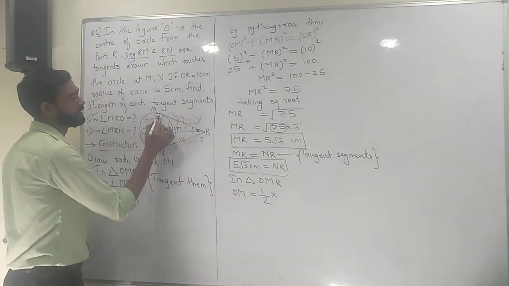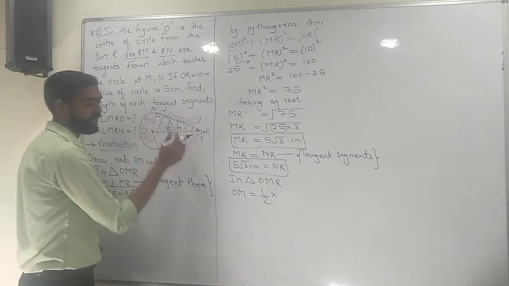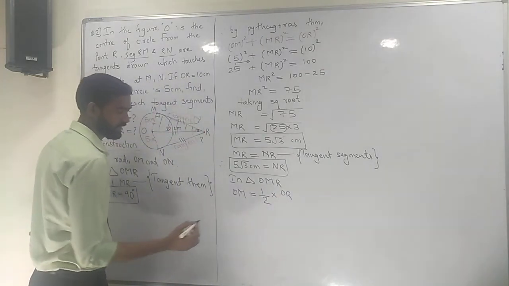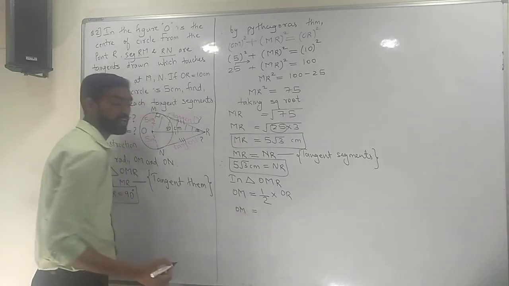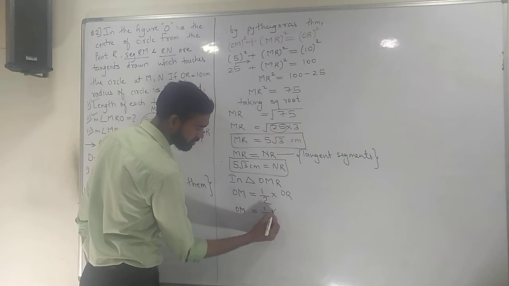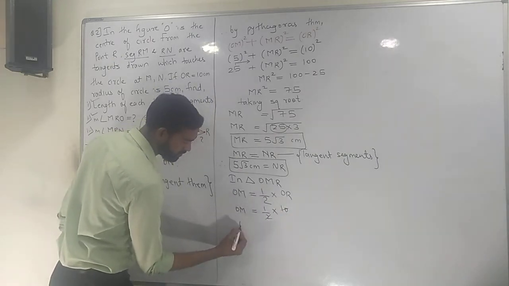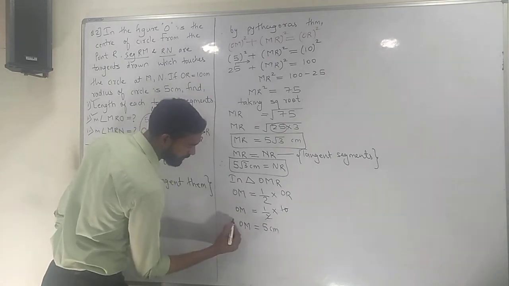Who is hypo? This is 90 degree. Opposite of 90 is what? OR. OR will be my hypo. Right? Let us check. If it is satisfying this condition, do we know OR? Yes, OR is 10. Divide this. So we will get OM as 5 centimeter.